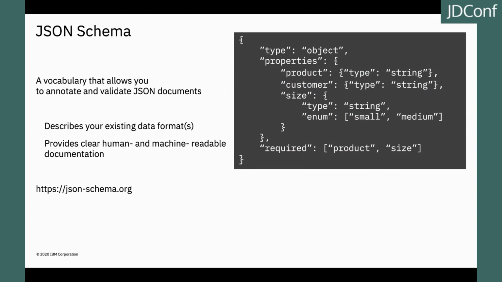So you can see an example here on the right. We've got a type of object, we've got different properties, and we can say that a product is of type string, customer is of type string. So this already gives us quite a good structure to say, this is what my event should look like. It does allow you to describe your existing data formats, and it provides clear human and machine readable documentation. So this can be a good fit if you know you want to stick with sort of JSON-based schemas.